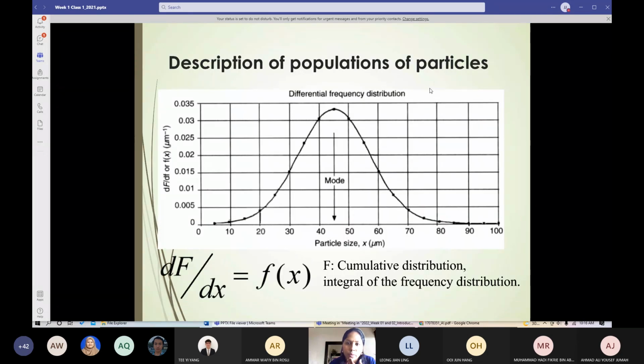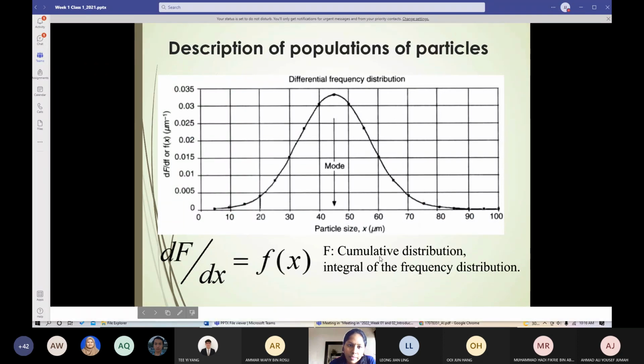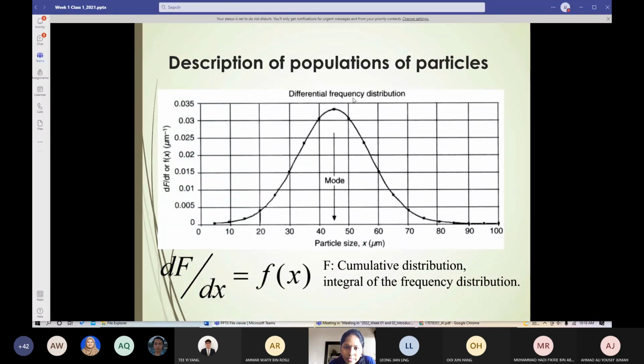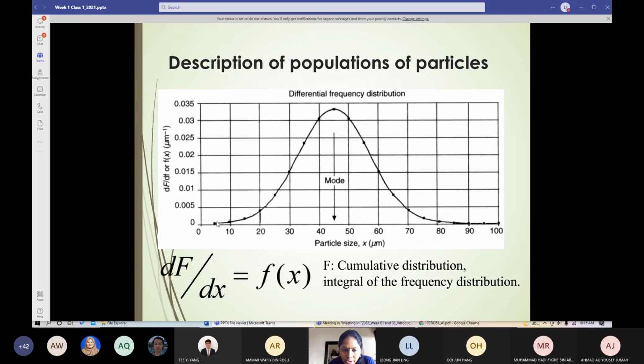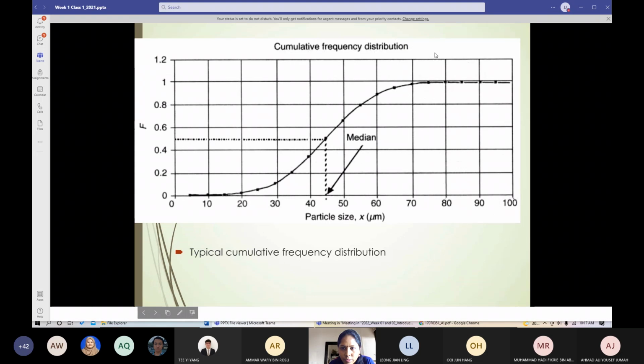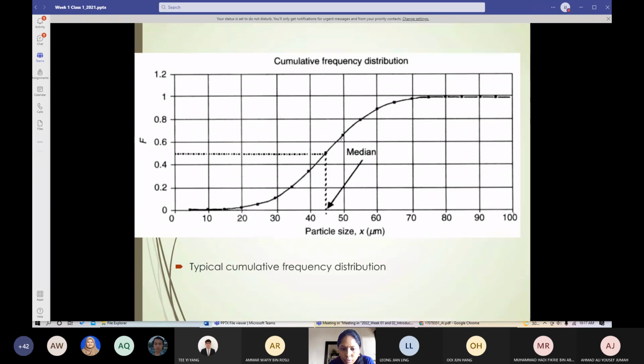And so we can describe a population with a frequency distribution. You have learned what a frequency distribution is: for every particle size, what is the frequency that it is present? You can also have a cumulative distribution. Cumulative is when you add on. So this is a frequency plot, and this is a cumulative frequency distribution, a cumulative plot. When you accumulate, it adds on.